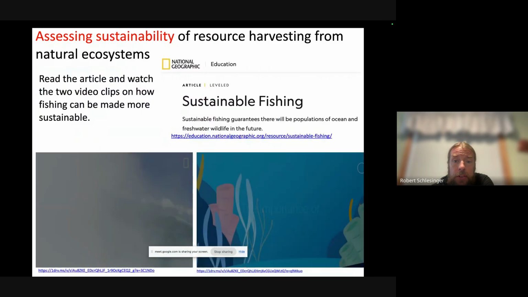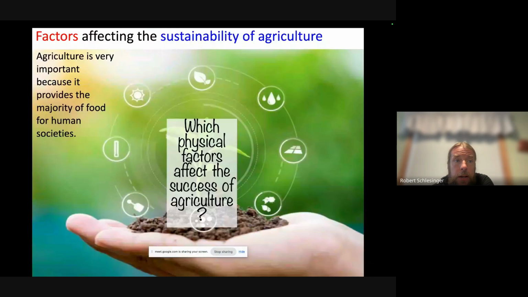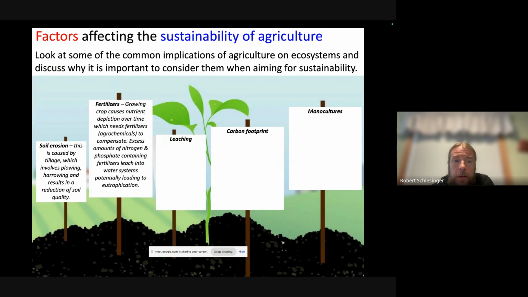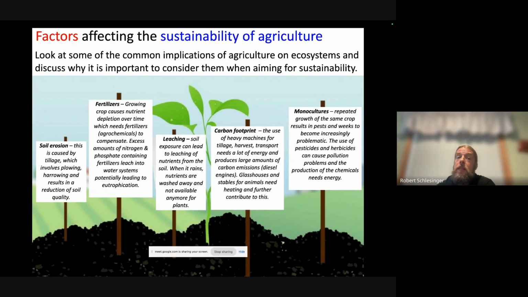There's a few resources on sustainable fishing here, and a few more resources about sustainable agriculture. Now, this was a question on this year's IB exam. What are some ways that we can get away from industrial agriculture and return to more sustainable practices? And the biggest thing that we need to start working on is avoiding monocultures.